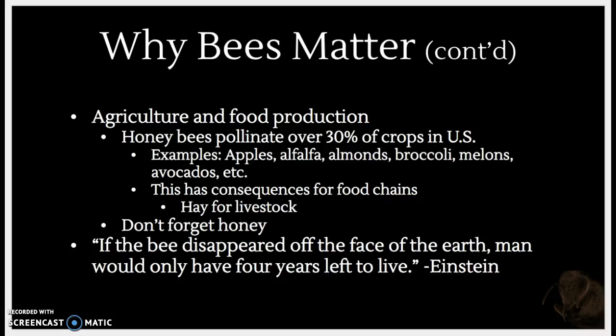From an agricultural perspective, bees pollinate close to a third of the crops in the United States. Some examples include apples, broccoli, melon, and avocados. And interestingly, almonds completely rely on pollination by bees.